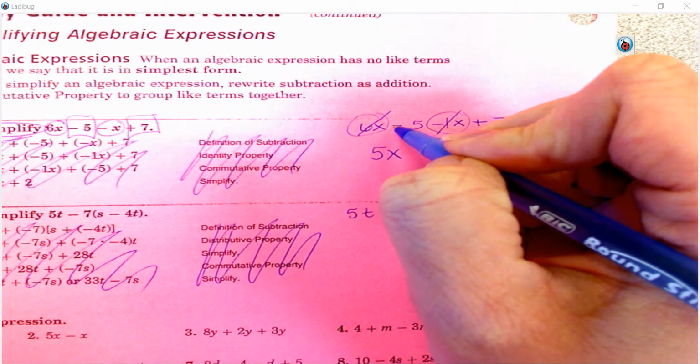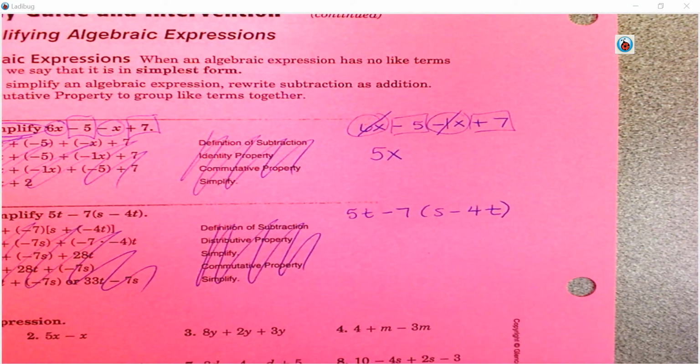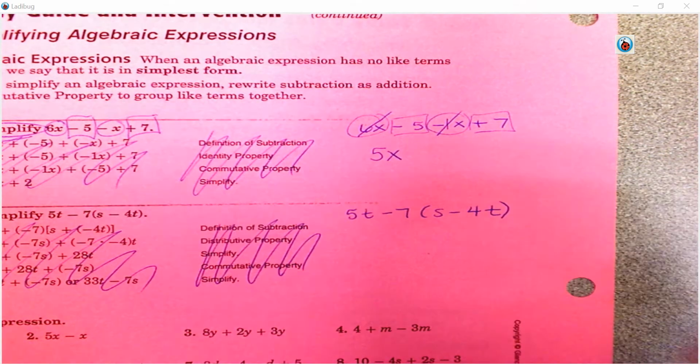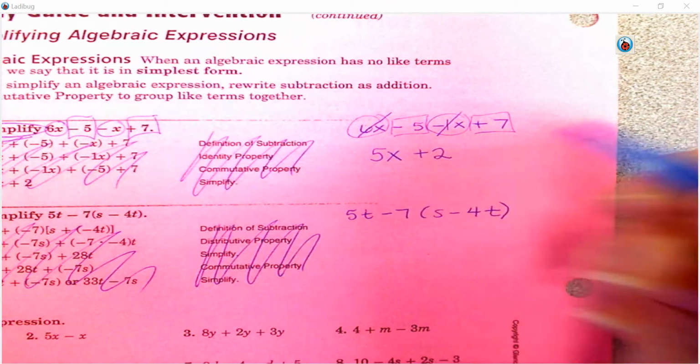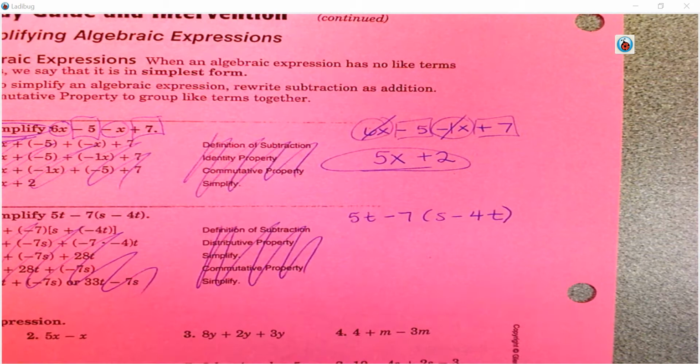And then I have -5 and +7. Those are both just regular numbers, so we can add or subtract those together. So -5 plus 7 is +2. And then I can't go any further, so that's my final answer.